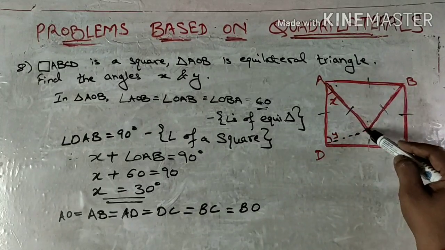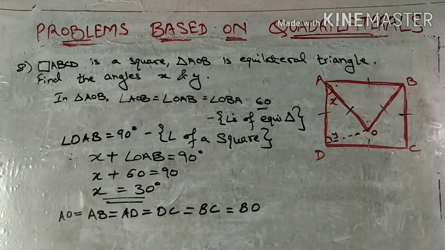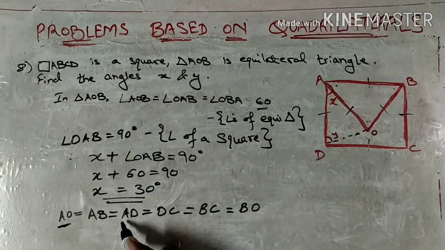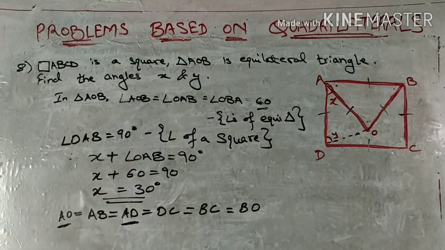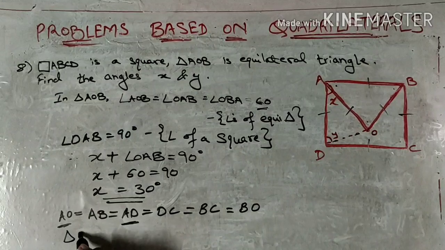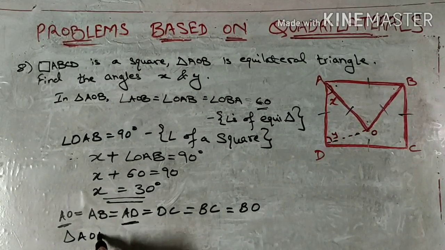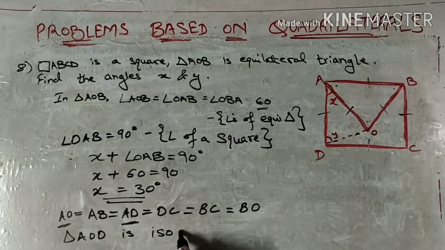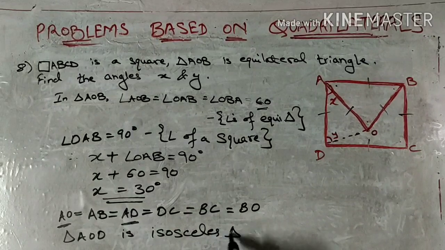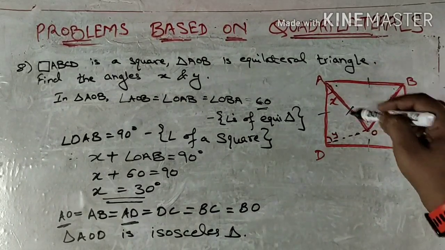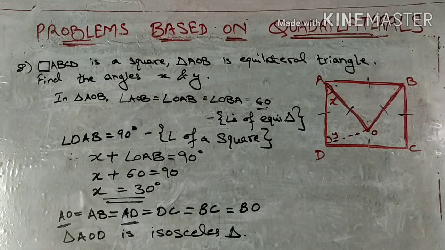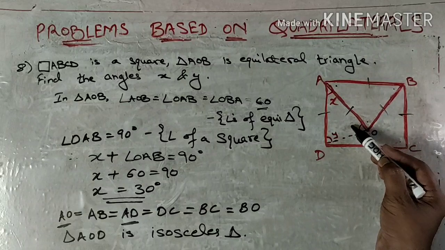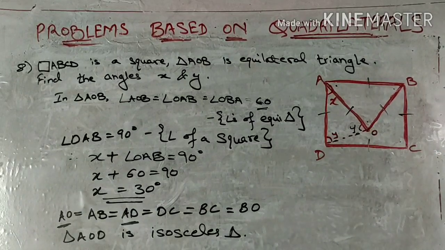and you look at this triangle, triangle ADO, which triangle does it form? If AO is equal to AD, so triangle AOD becomes my isosceles triangle, because AO is equal to AD. Therefore it means that this angle Y will also be equal to this angle, opposite angles of an isosceles triangle.